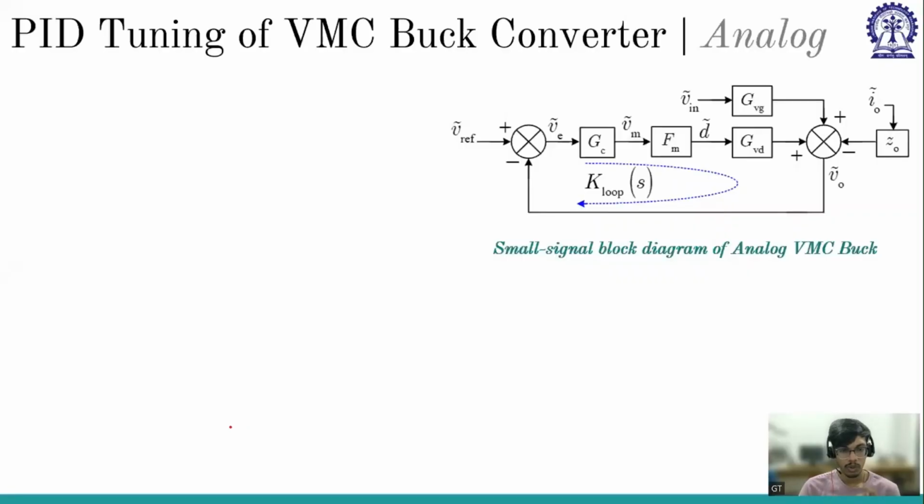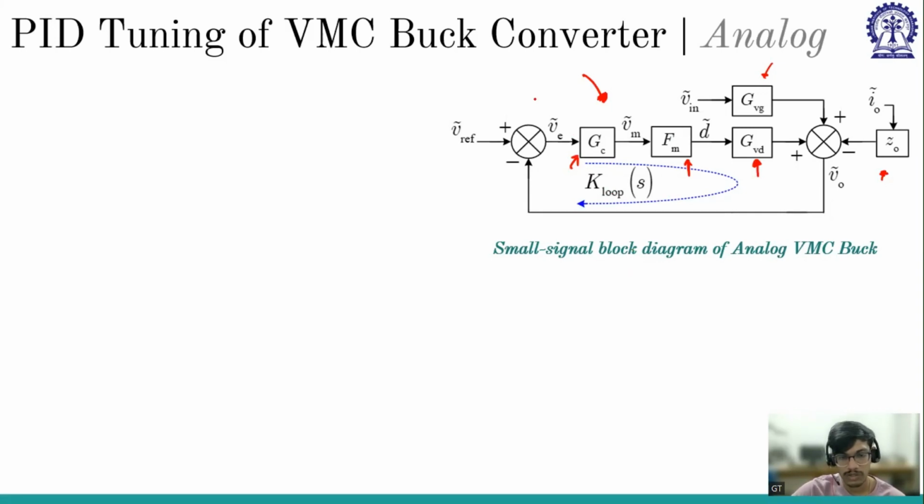So coming to PID tuning of the voltage mode control buck converter, we know this loop transfer function, controller, modulator gain, and duty ratio to output voltage or control to output transfer function. These are the output impedance transfer function, and this is the audio susceptibility transfer function. But we are considering K loop of S.